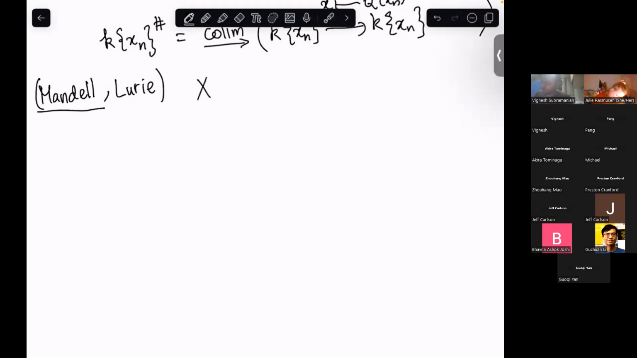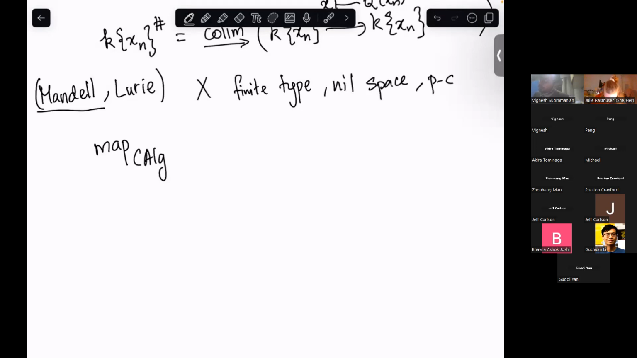If X is a finite type nilpotent space, that is, the action of pi 1 on the higher homotopy groups is nilpotent, you can recover the space, the P completion of the space, and also let me say that it is P complete.